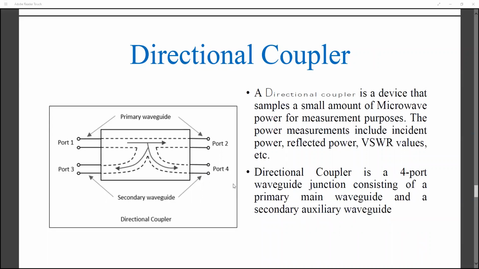The directional coupler is used for impedance measurement. It can also be used to measure power, reflected power, VSWR values, and all those things.